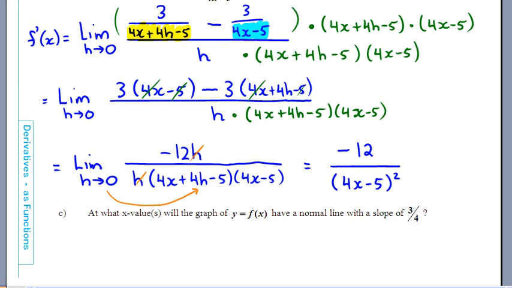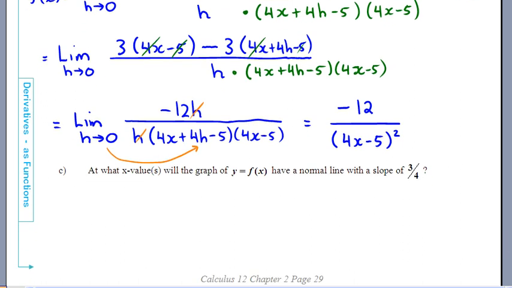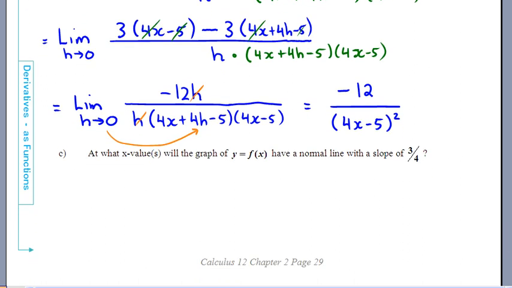Part C, at what x values? So where would you be located on the graph? Will the graph of y equals f of x have a normal line with a slope of 3/4? Whoa. So a normal line is a perpendicular line. So you've got your graph cruising along, and then they want to have a line that's perpendicular to it, like this, right? Meaning at 90 degrees, and it has to have a slope of 3/4.